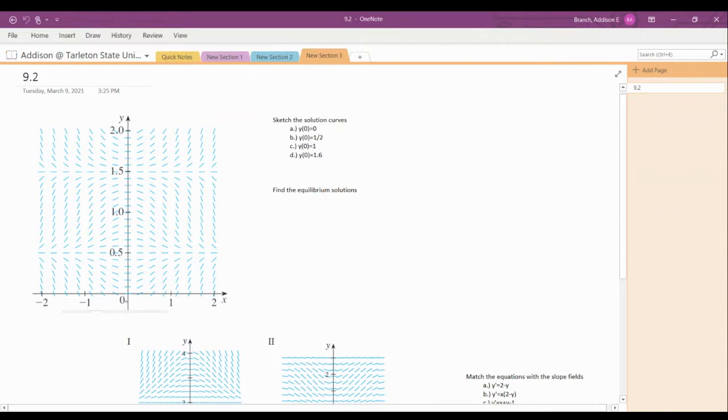What we want to do when we sketch solution curves is go along with the direction field. We start off with our points. For example, for A, they give us (0, 0), so we start right here at the origin. And we want to follow along with the direction field gradient, kind of like that. They don't necessarily have to completely intersect, but you want them to follow along.